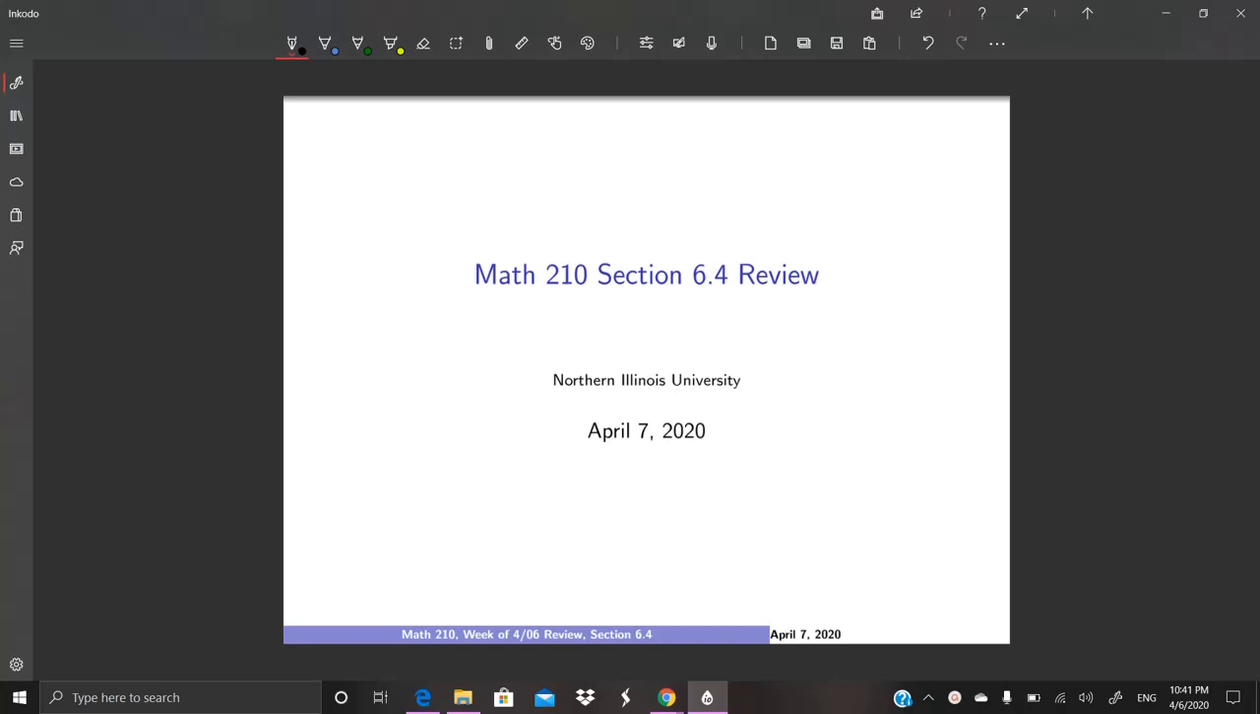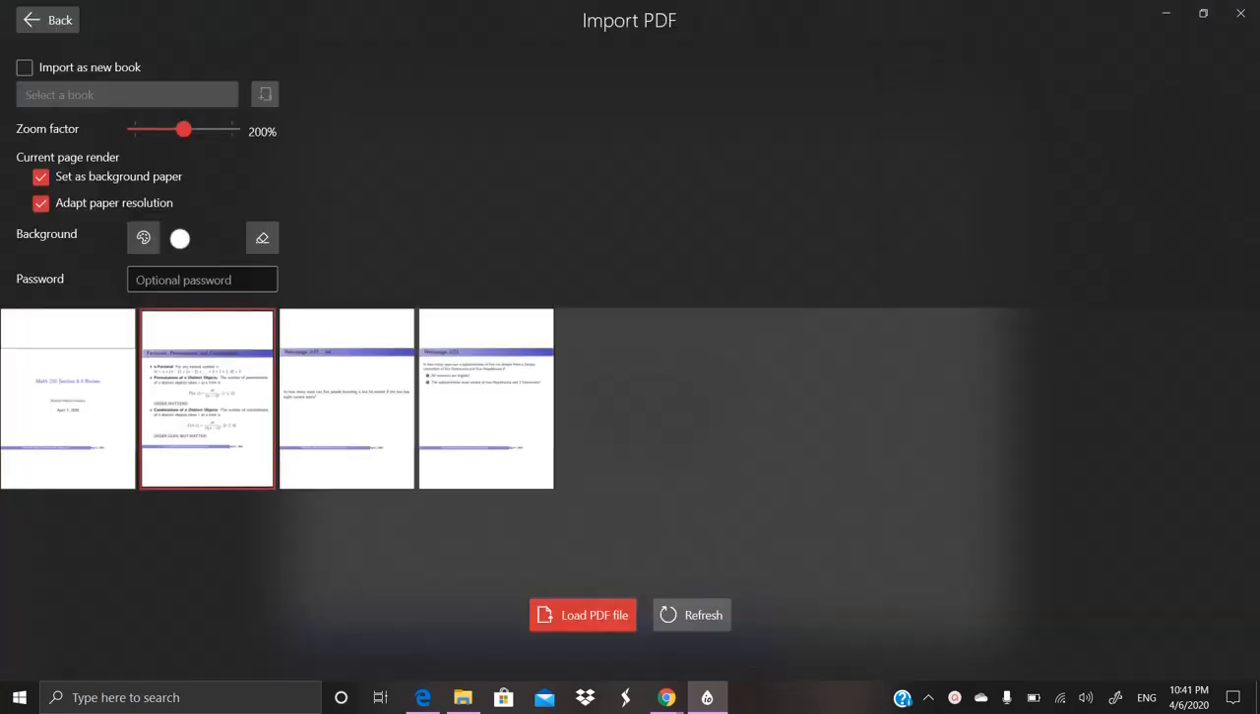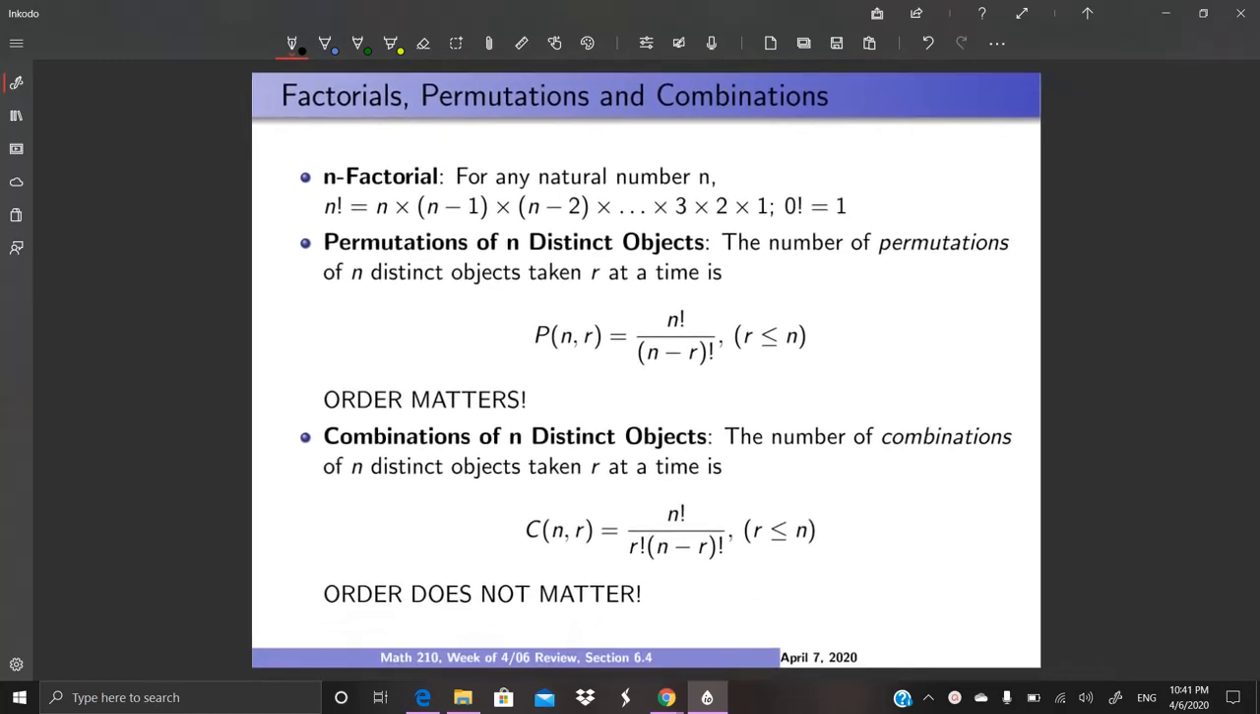Hi everybody, now we're here for this 6.4 review. Let's get to it. Alright, so our very first slide here, just a review of some notation and definitions.